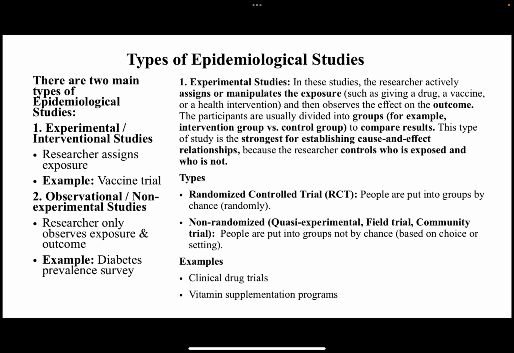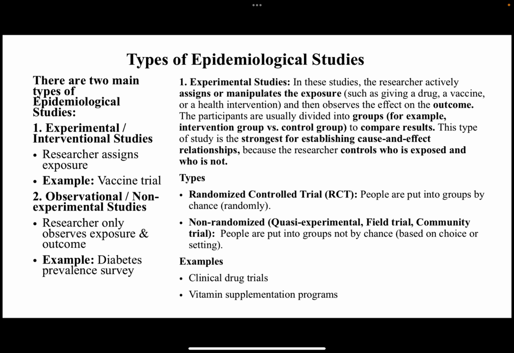Is that okay? Great. Now, under the experimental studies, in forming the groups, there can be a situation where there is randomization, where all the members that were used to form the group were given equal chances. And there can be a situation where members will not be given equal chances. In a situation where the members are given equal chances, such an experimental study is what we call the randomized control trial. And in a situation where the members that were used in forming the groups were not given equal chances, such a study is what we call the non-randomized control trial, the field trial or the community trial.